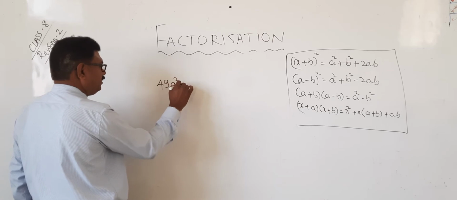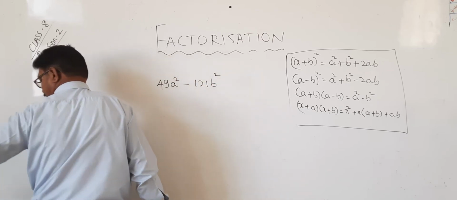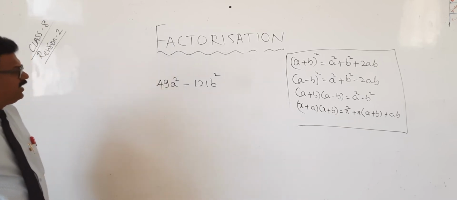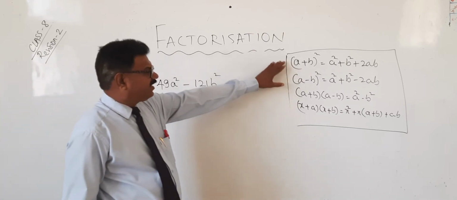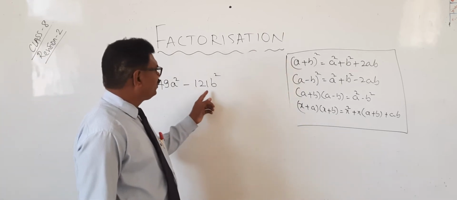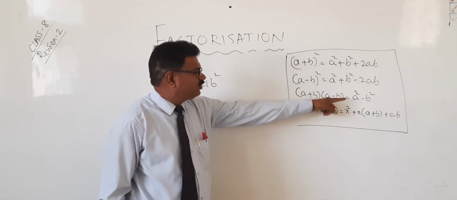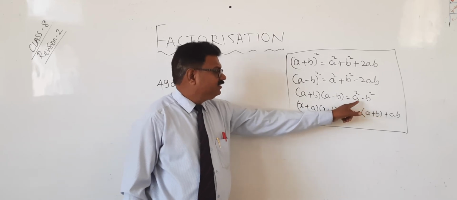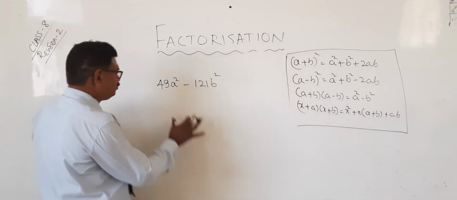(49a square minus 121b square). So here 49a square minus 121b square. We should see an identity here. Only 2 terms are there. That means it is in this form, and this form is nothing but (a plus b) into (a minus b).